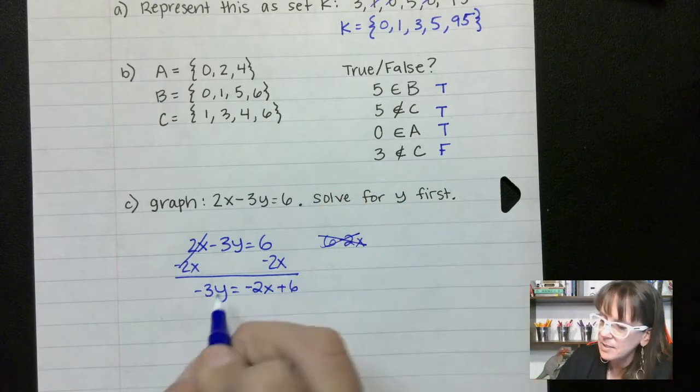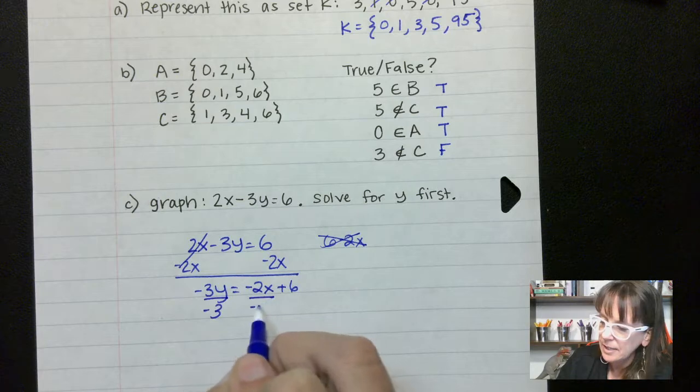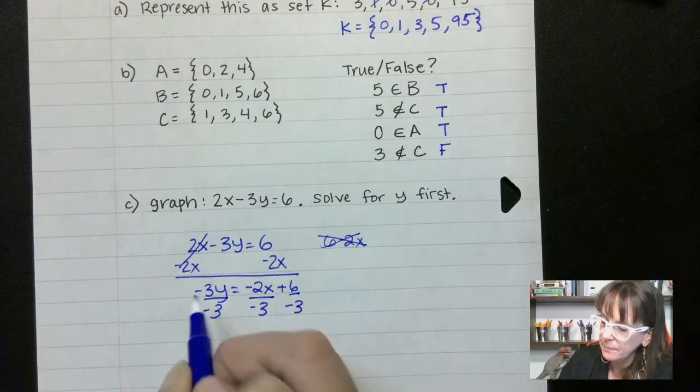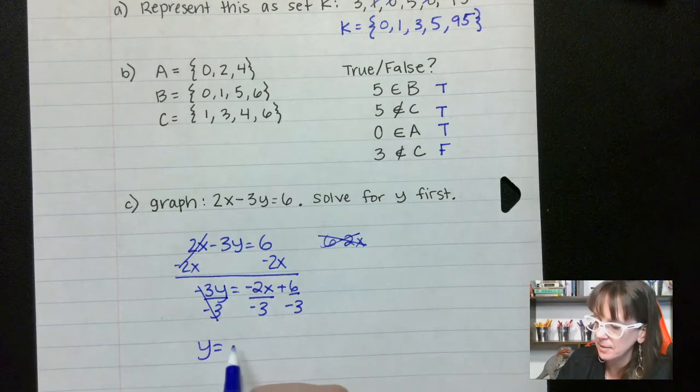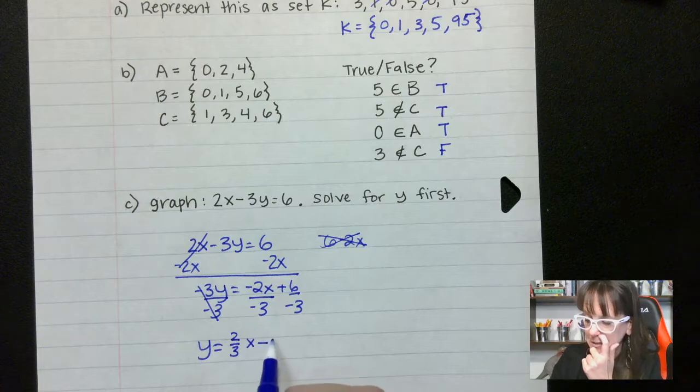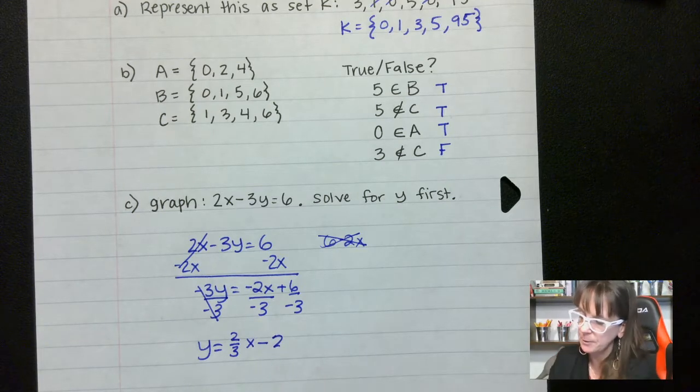Okay. Divide this by negative 3 and divide each of our chunks by negative 3. When I do that, I get y equals, now remember, a negative divided by a negative is a positive. So we're going to say 2 over 3x minus 2. 6 divided by 3 is 2.